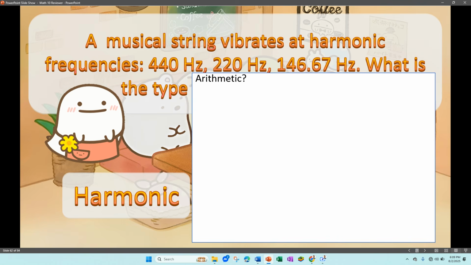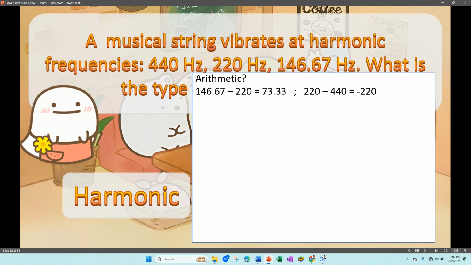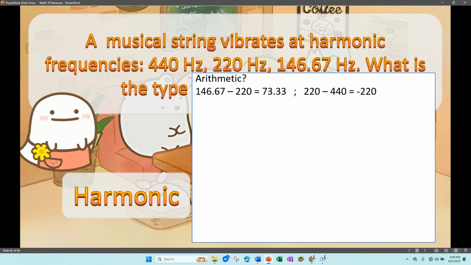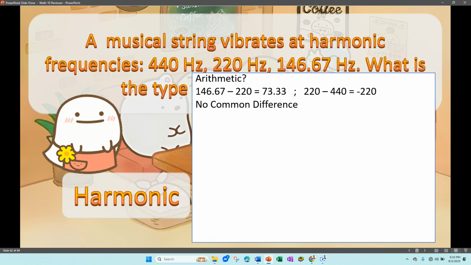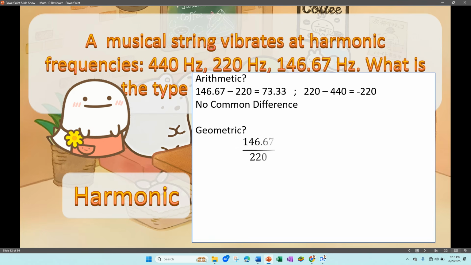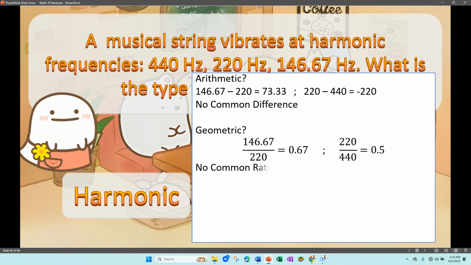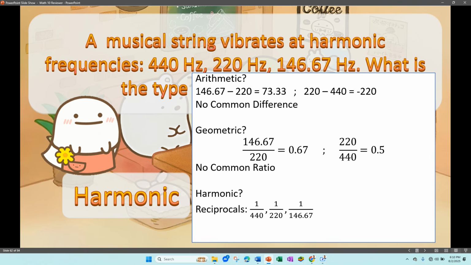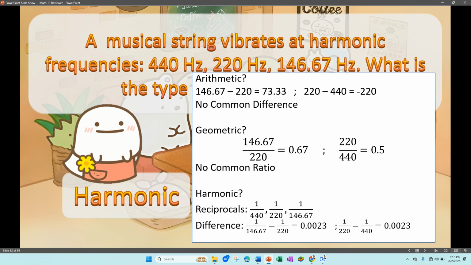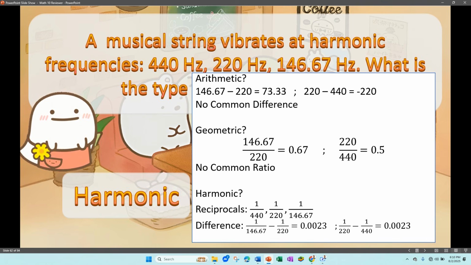So, why harmonic? So, una natin gagawin is arithmetic ba to? So, para makuha yung arithmetic, hahanapin natin yung difference. And dito, nakikita natin differences are not common. This is not arithmetic. How about geometric? So, sa geometric, aalamin natin yung common ratio. Common ba yung ratios? No, wala pa tayong common ratios. So, in harmonic naman, kukunin natin yung reciprocals. Then get the common difference. Common ba yung differences? So the answer is common. And this is harmonic sequence.